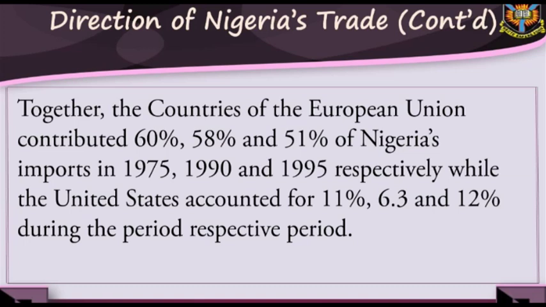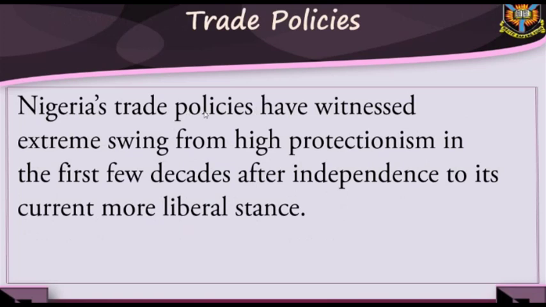Question: why is it that Nigerian trade with the rest of African countries has not significantly improved over time? Feedback: the reason is that most African countries are net exporters of primary goods compared to their foreign counterparts, who are exporters of finished products. Trade policies: Nigeria's trade policies have witnessed an extreme swing from high protectionism in the first few decades after independence to its current more liberal stance.